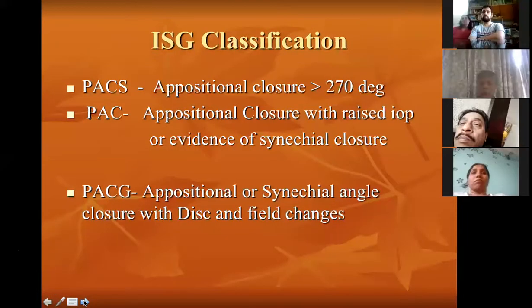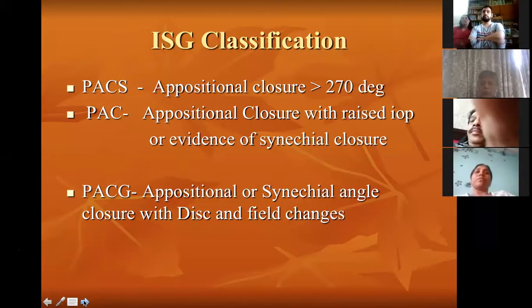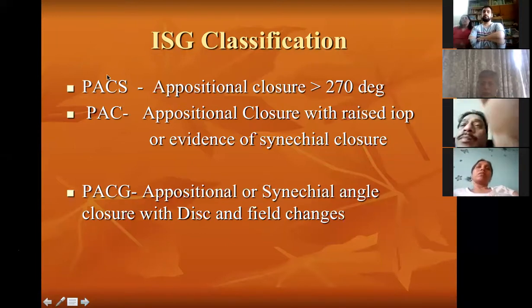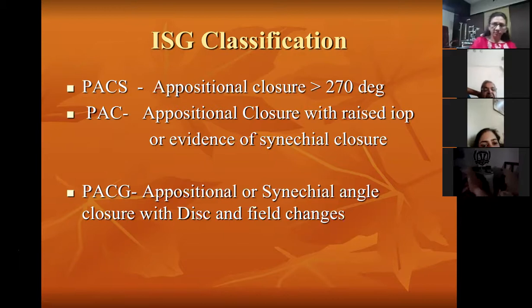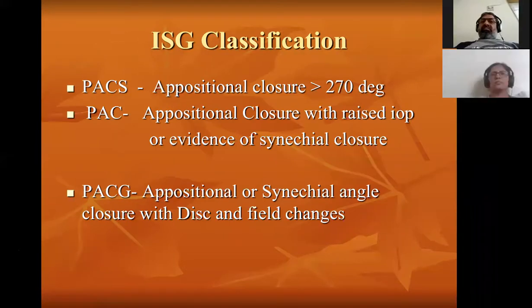So how do you classify the angles after you do the gonioscopy? First is an open angle, of course, but a narrow angle you call PACS, or primary angle closure suspect, when you see only apposition. That means when you do indentation, the iris moves away from the trabecular meshwork everywhere in more than 270 degrees, you call it PACS. Sometimes it is less than 180 degrees, in which case you can still call it PACS, but definitely you're not going to do anything.